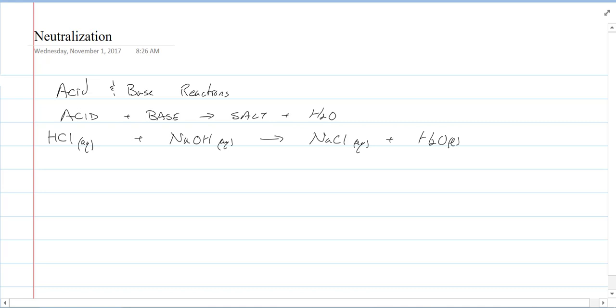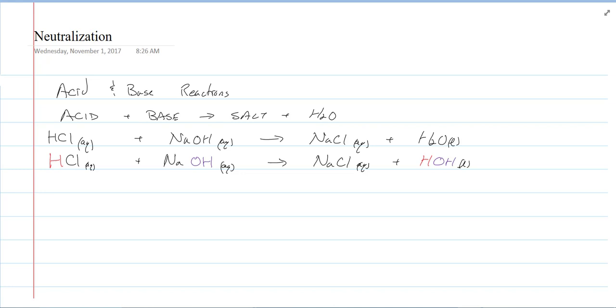If I rewrite this, H, which makes it an acid, HCl aqueous, plus NaOH aqueous, we go to NaCl, my salt, and H2O, or HOH, as I'm going to write it. HOH, liquid. So as you can see, it's a double replacement, or depending on the book, double displacement reaction.